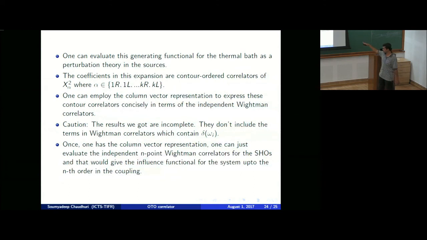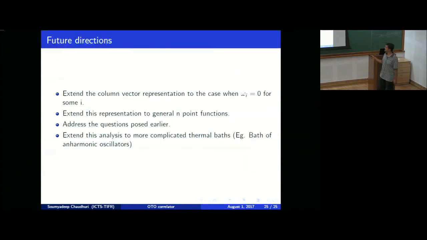But we should be careful about the fact that I mentioned, that the expansion that we have right now does not include the cases omega equal to 0. And once one has this column vector representation, one can evaluate these independent endpoint Wightman correlators. For simple harmonic oscillators it's very easy to calculate them, and then one immediately has the influence functional. So yeah, there are some future directions that I mentioned.